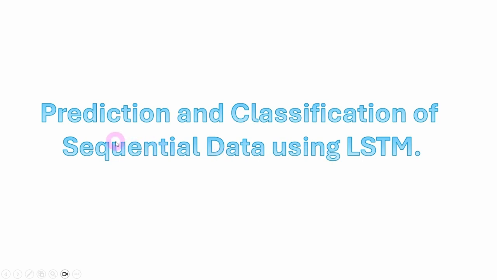Thanks for watching today. Today's topic: prediction and classification of series data using LSTM. Series data means sensor data, videos, anything that changes over time. LSTM stands for long short-term memory. It's a type of recurrent neural network, often used for time series or text classification. Before we dive in, let's do a quick review of neural networks.